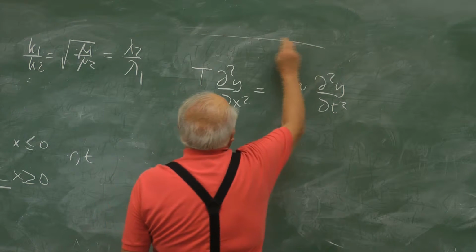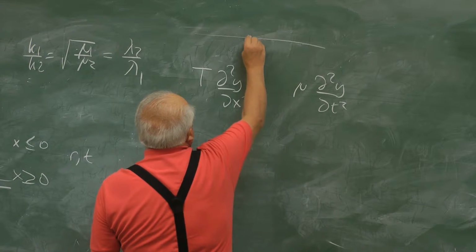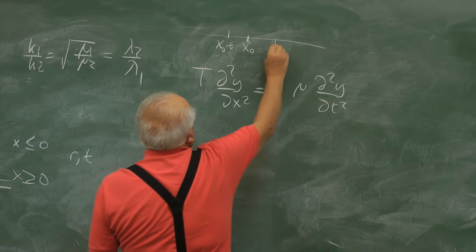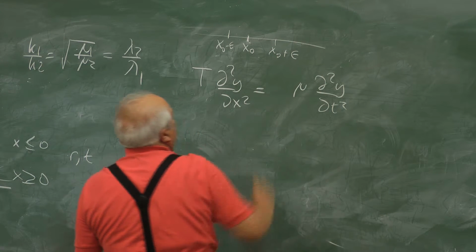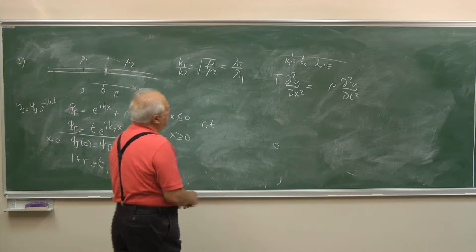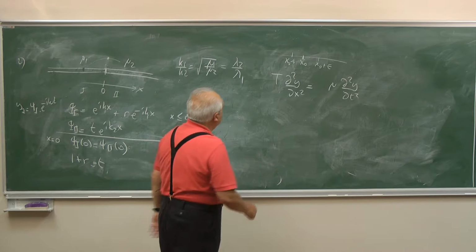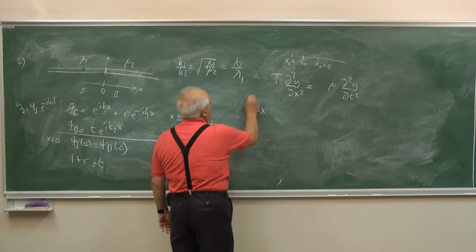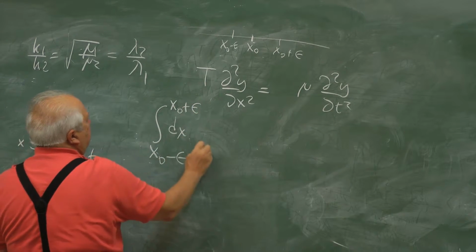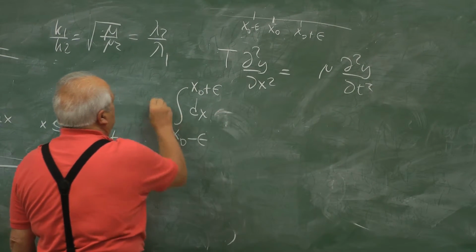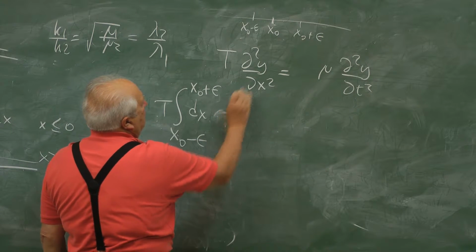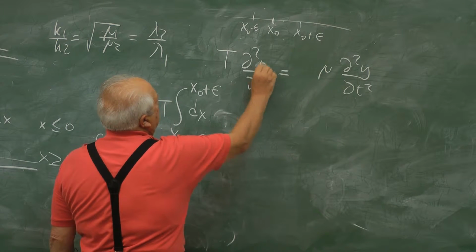Let me integrate this equation from x0 minus epsilon to x0 plus epsilon, where x0 is arbitrary. I have an infinite string. x0 is an arbitrary point on this string. So I multiply by dx and integrate from x0 minus epsilon to x0 plus epsilon. T is constant, so I can take it out.